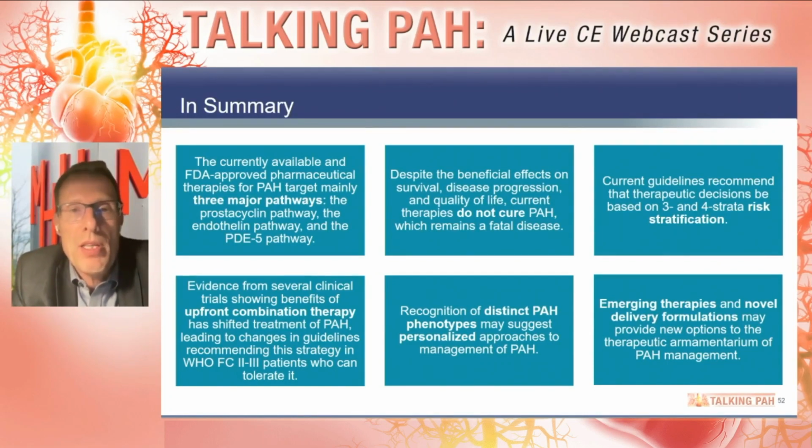It remains a fatal disease, but I think we are achieving something that one could call disease control in more and more patients. We have current guidelines that recommend to base therapeutic decisions on risk stratification using the 3 and 4 strata model or REVEAL, or some of the other validated models. Combination therapy is the name of the game. At least for patients with a classical phenotype, double or even triple combination is state of the art.